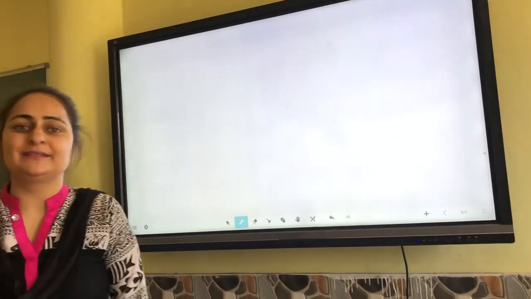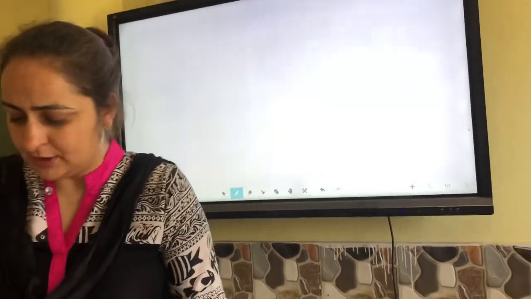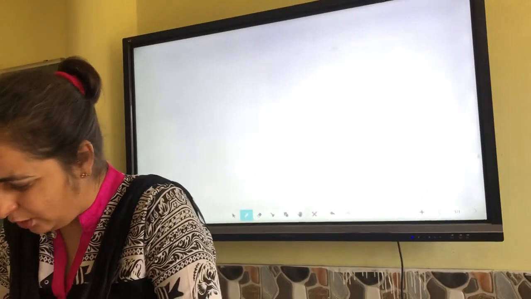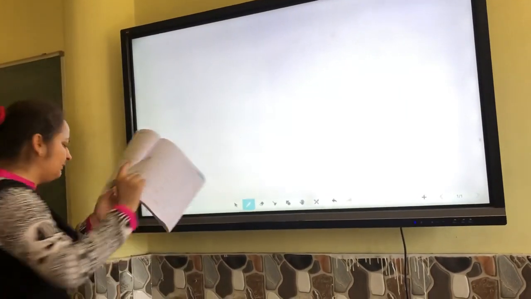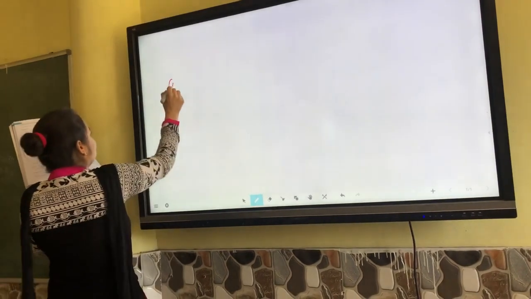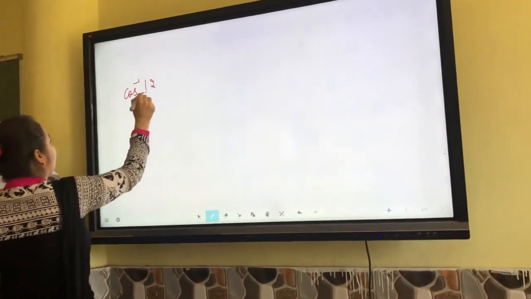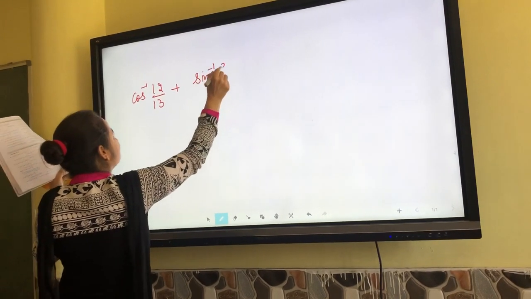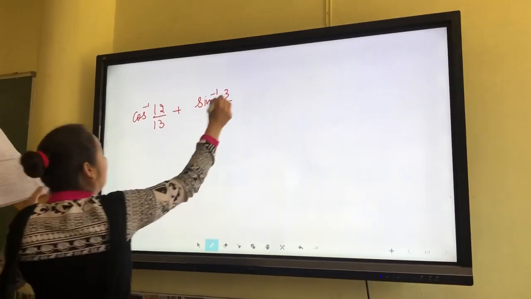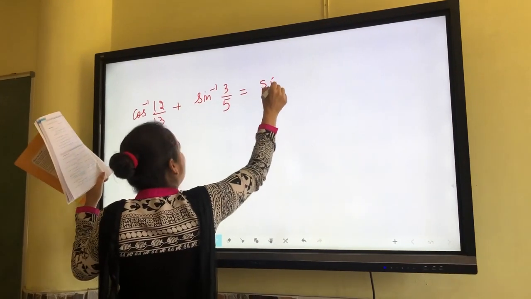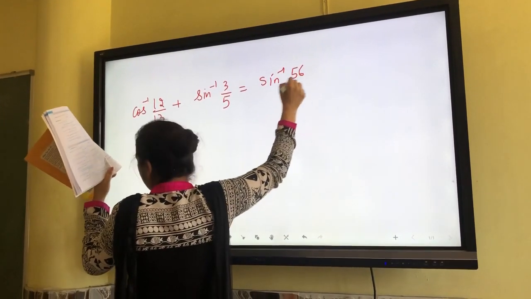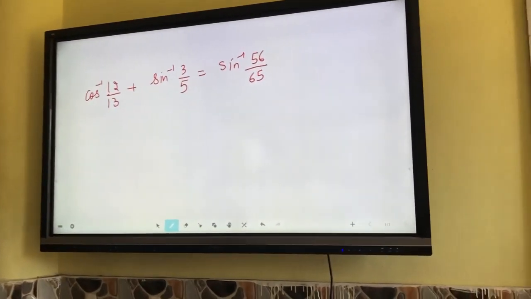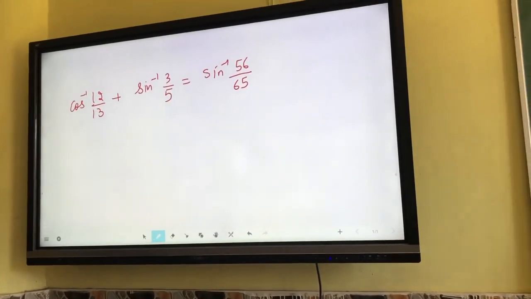Now we have two more results between sine and cos. Now I am solving the question for sine or cos, that is for sine. Cos inverse 12 upon 13 plus sine inverse 3 upon 5 is equal to sine inverse 56 upon 65. Again, the question is prove the left hand side is equal to the right hand side.